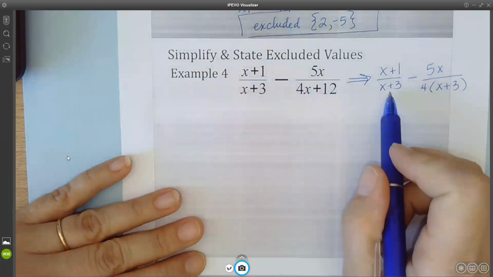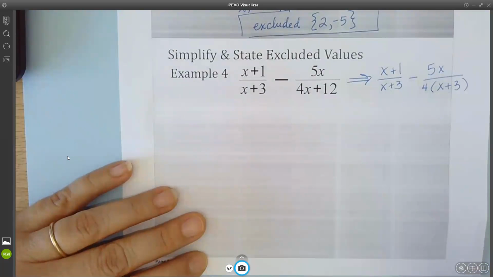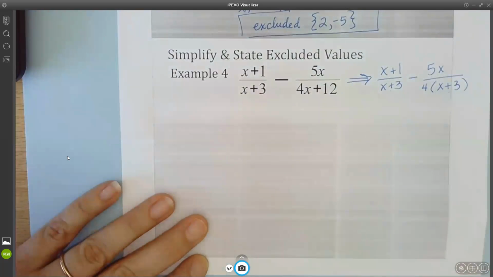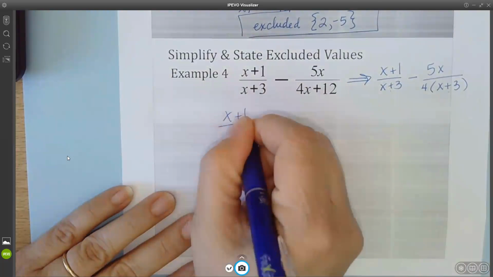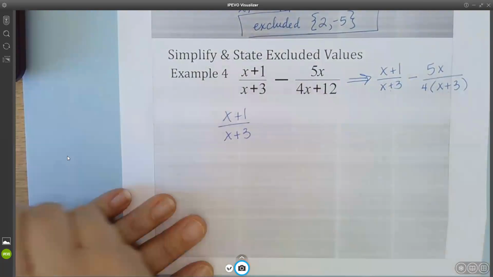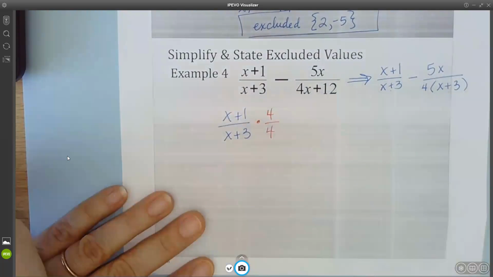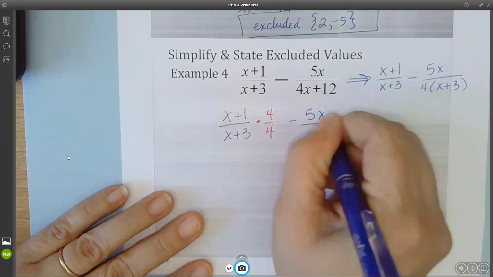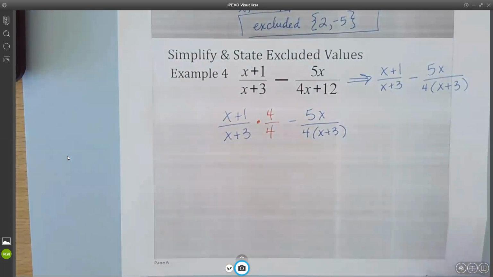So here now I find that both denominators have a factor x plus 3. This first one is missing the 4. So I only have to multiply this first one by 4 over 4 to get common denominators. So factor and compare first before you just start multiplying stuff.